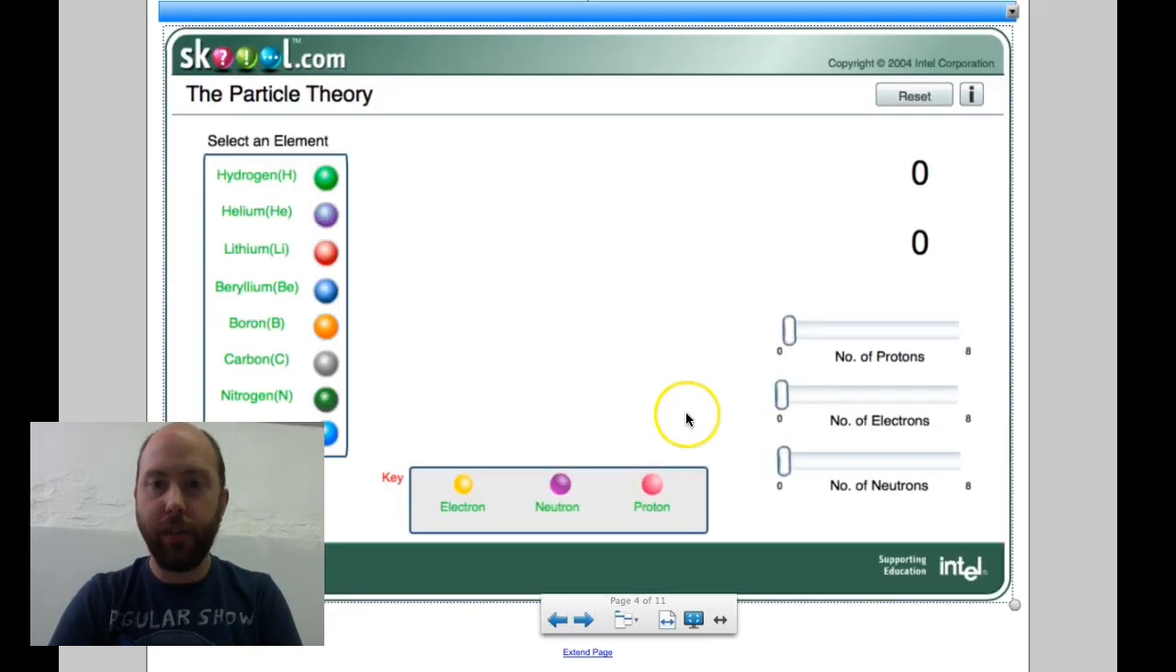Just another quick thing to show you that. Watch this little diagram. If I change the protons, there you go. No protons, and there's no such thing as an element. So I have 1 proton. Notice, when I change the protons, I'm literally changing the element.